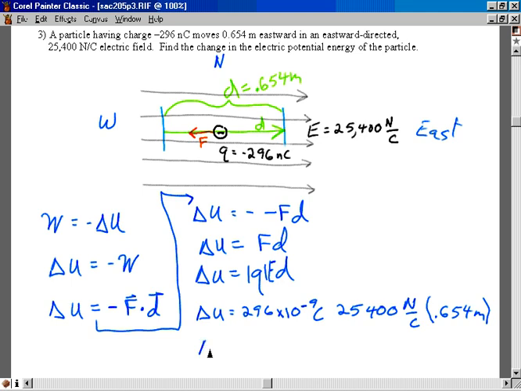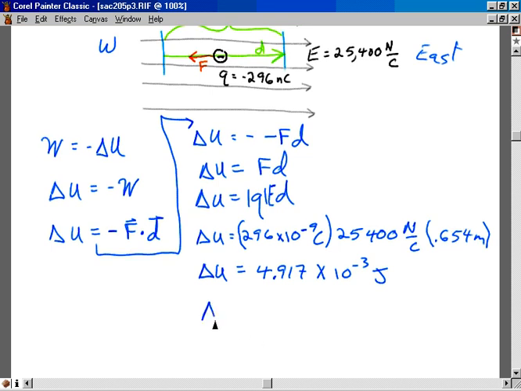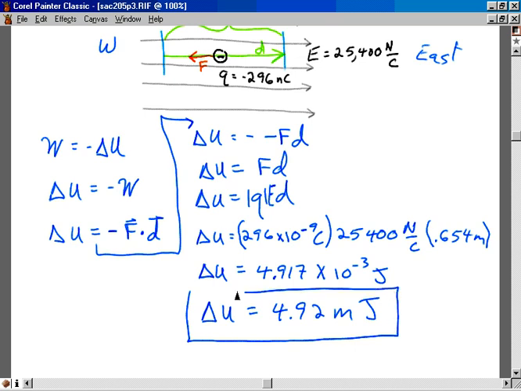So delta U, substitute those values into the calculator. A couple of multiplication symbols in between. I get 4.917 times 10 to the minus 3 joules. Everything was given to 3 significant digits, so we'll round that off to 3. Delta U is 4.92 times 10 to the minus 3, which means milli, so I'll call it millijoules, for the change in the potential energy of that particle.